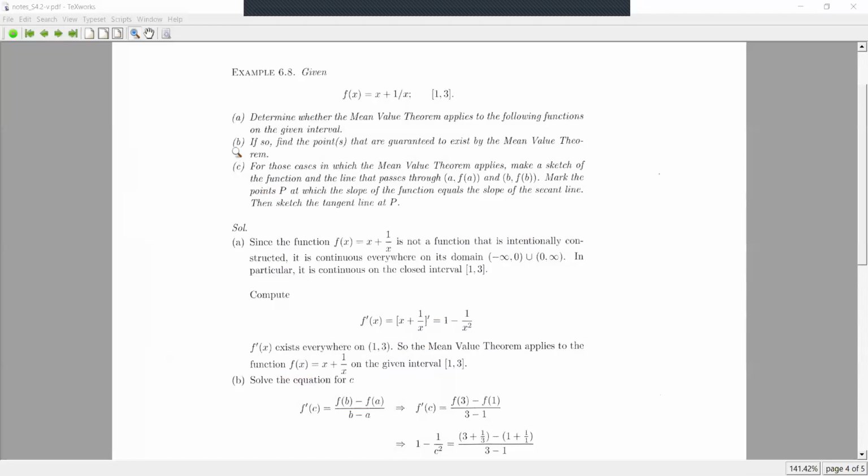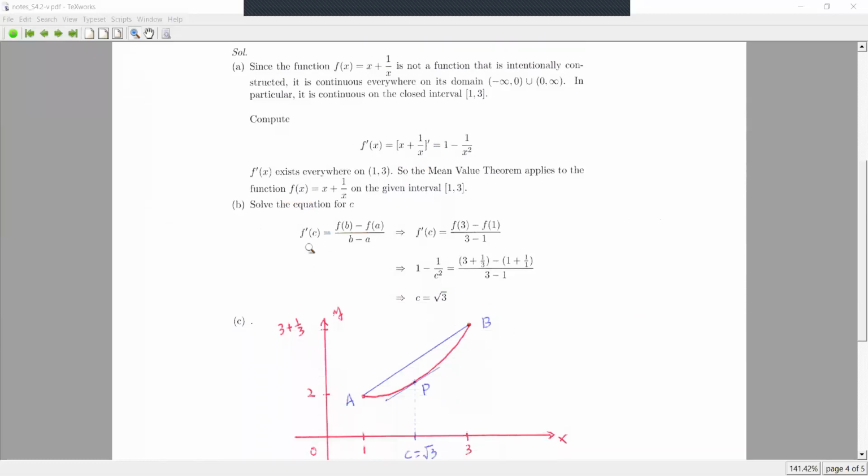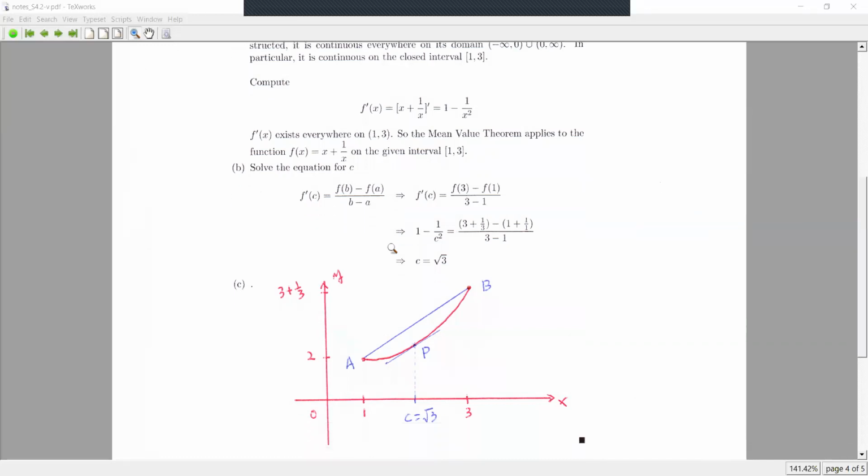Now, question B. Find the points that are guaranteed to exist by the mean value theorem. That means that you need to solve this equation for C, right? Mean value theorem says that there is a C so that this equation is true. Okay, now the interval AB is 1, 3. So B is 3. So f of 3 minus f of 1, so the denominator is 3 minus 1.